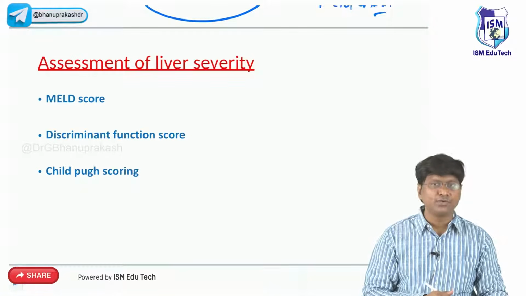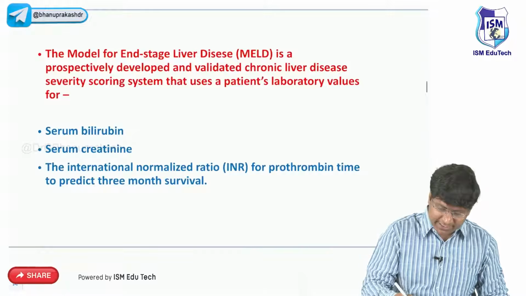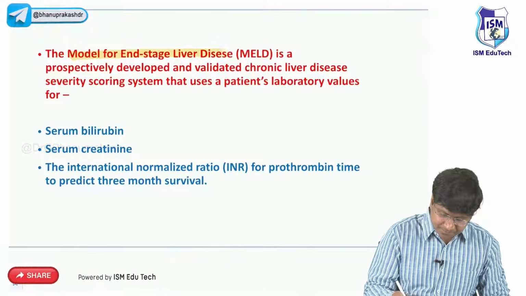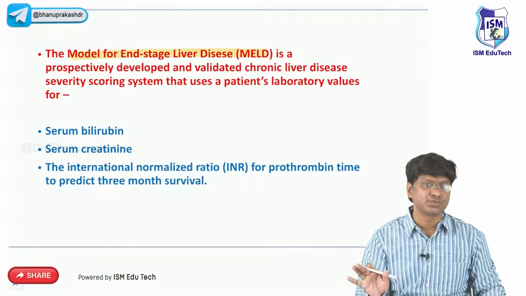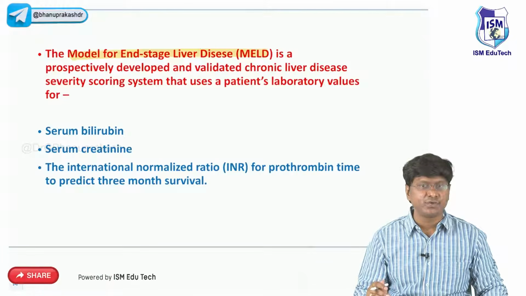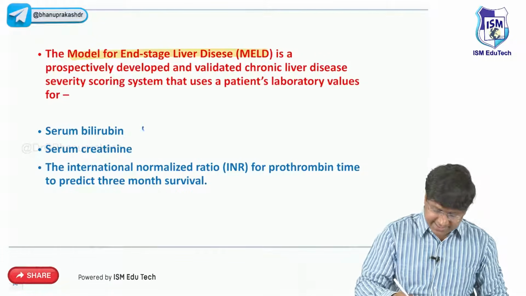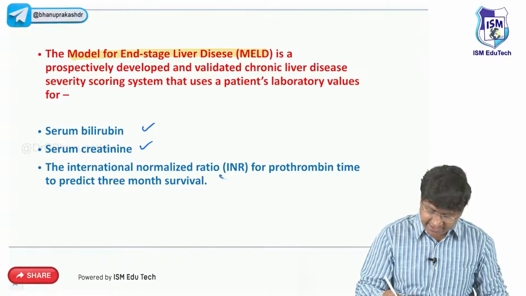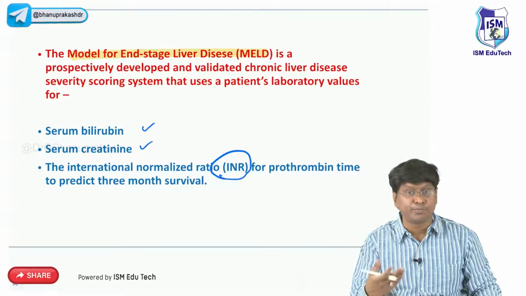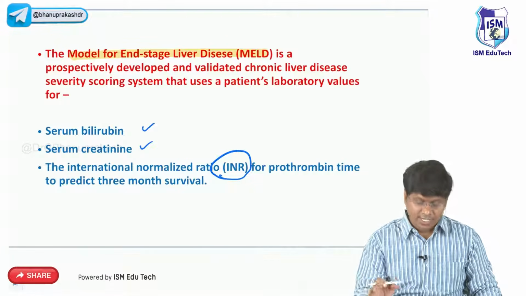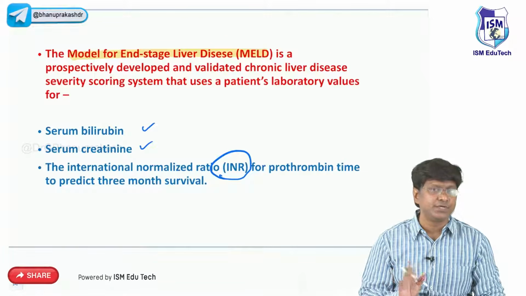So, now coming to the MELD score. What exactly is your MELD score? That is the Model for End-Stage Liver Disease. Now, the parameters which are included are serum bilirubin, serum creatinine, as well as the international normalized ratio for prothrombin time, to predict 3-month survival. So these are the parameters which are included in your MELD score.